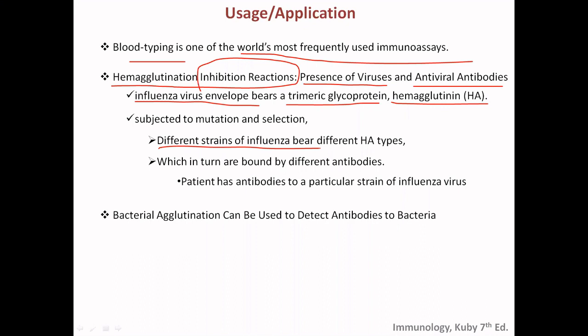that bear the HA antigen, which in turn are bound by different antibodies, because if the structural properties of the antigen change, it will give rise to different types of antibodies. So the antibodies are used in the agglutination reaction for the identification of the different strains of the influenza virus. Similarly, the bacterial agglutination reaction can be used to detect antibodies to bacteria.